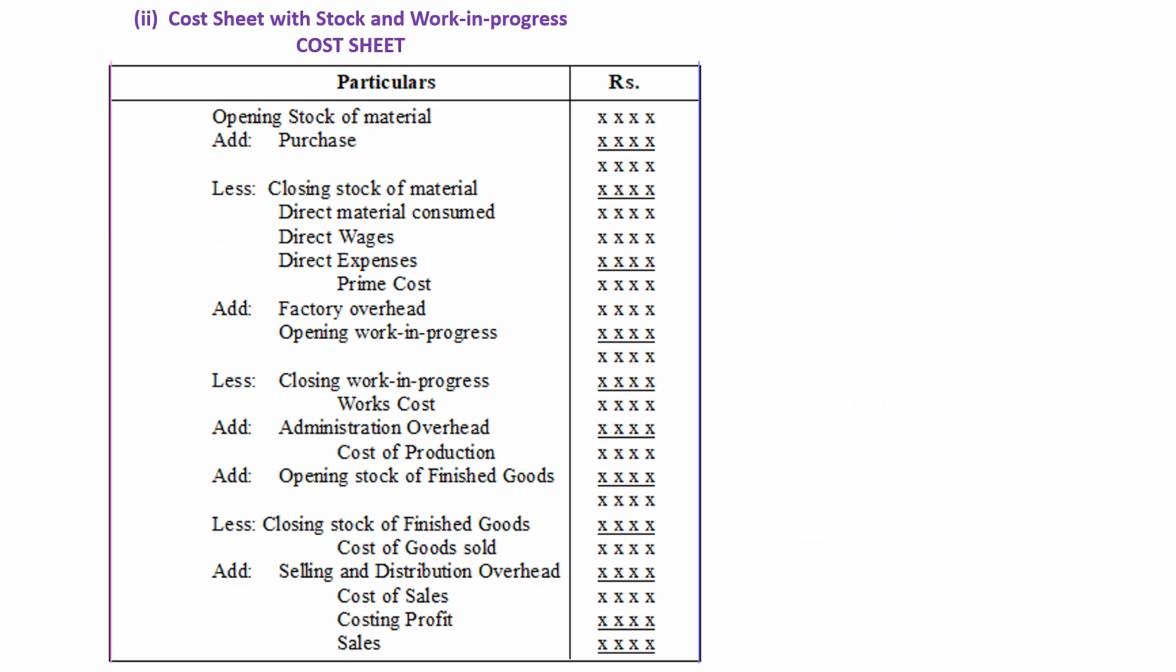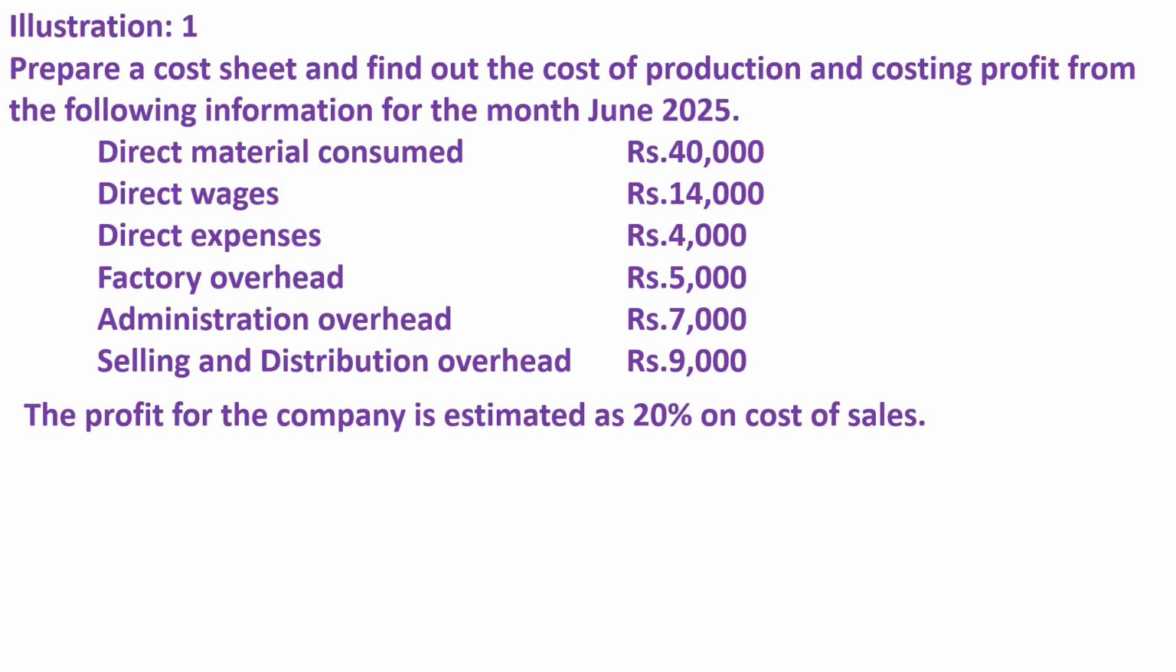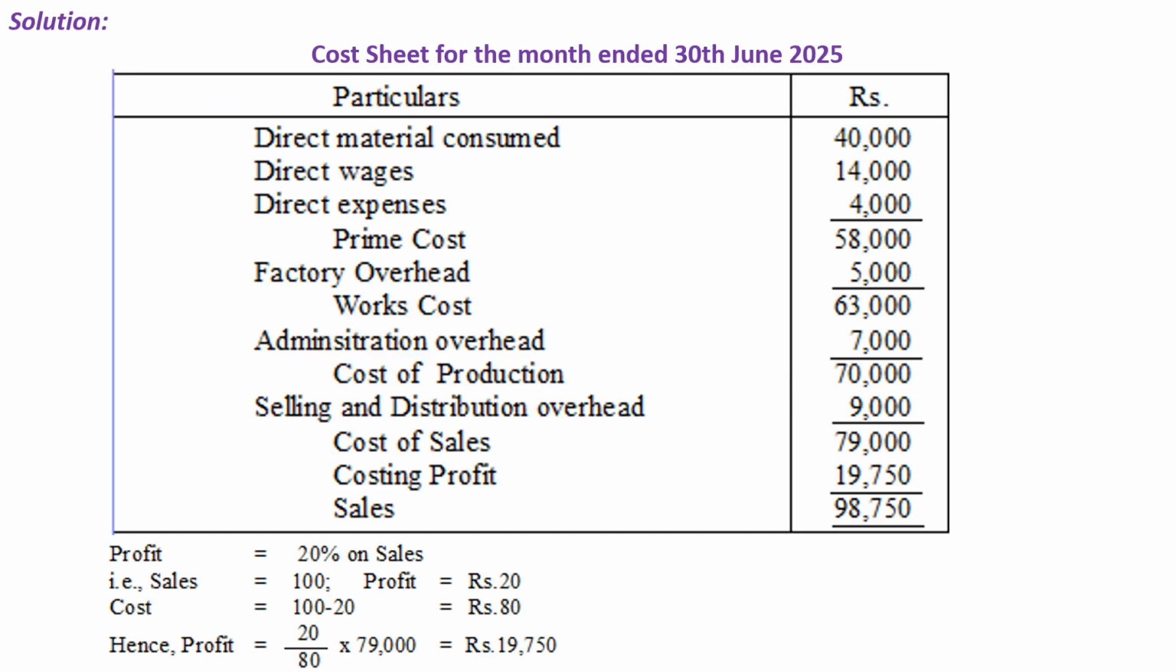2. Cost sheet with stock and work in progress is presented here. Illustration 1. Prepare a cost sheet and find out the cost of production and costing profit from the following information for the month of June 2025. The details are presented here. Solution is presented here.